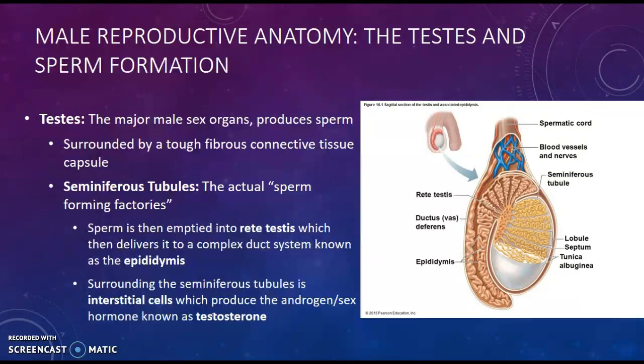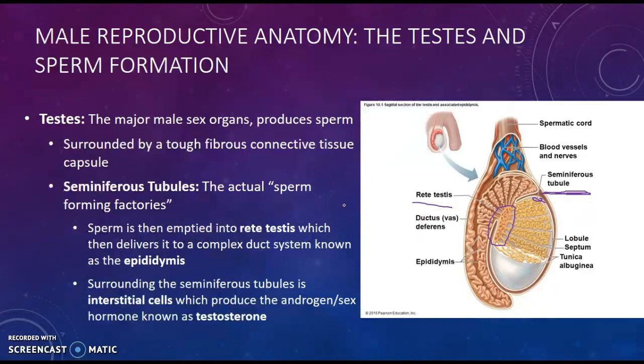If we look at this picture on the right, here's your testis, but the seminiferous tubules, all these coiled tubes on the inside, are where the sperm is formed. Once the sperm is formed, the primary spermatids are emptied into the rete testis, which is right here. So once again, it's just a complex tube system. So there's your rete testis.